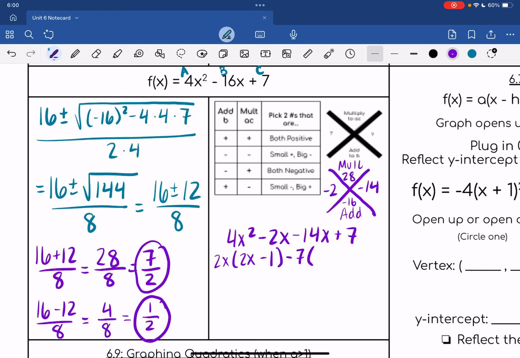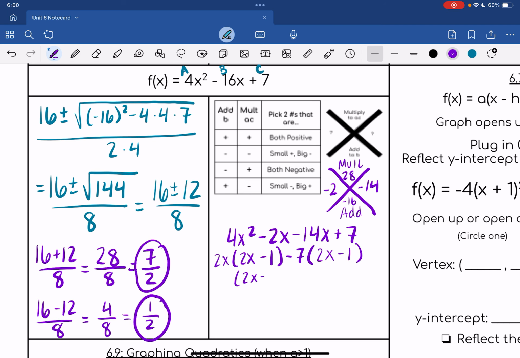Negative 14x divided by negative 7 is 2x. 7 divided by negative 7 is negative 1. And then my factored form would be 2x minus 1 and 2x minus 7. Once I get factored, I would need to set each of those equal to 0. So 2x minus 1 equals 0.